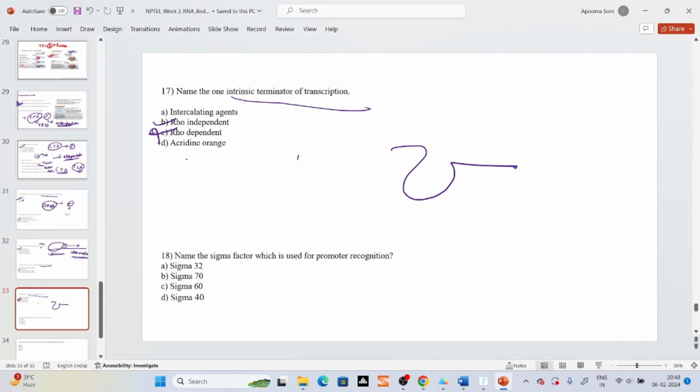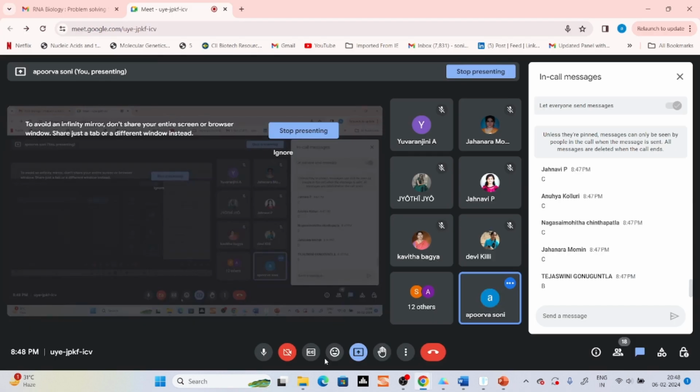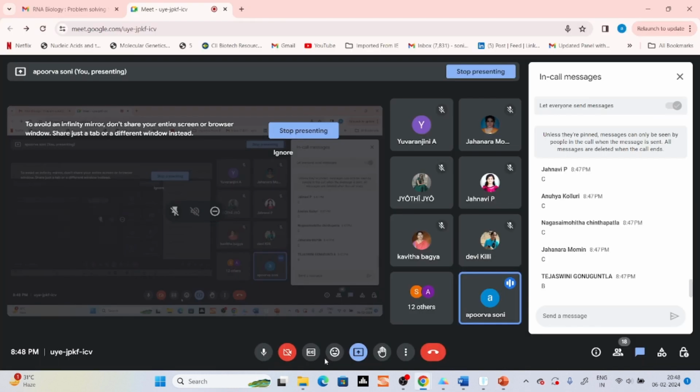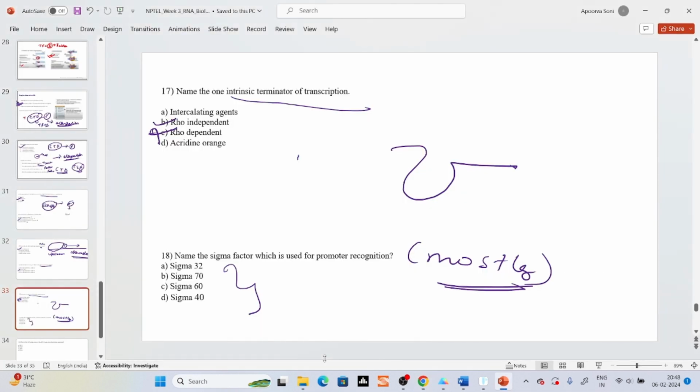Now we come to the next question. Name the sigma factor which is used for promoter recognition. Which sigma factor is used for promoter recognition here? Tell me the answer. Sigma 32, sigma 70, sigma 60, sigma 40. Which sigma factor is used for promoter recognition? No one is answering? B. The correct answer is sigma 70.